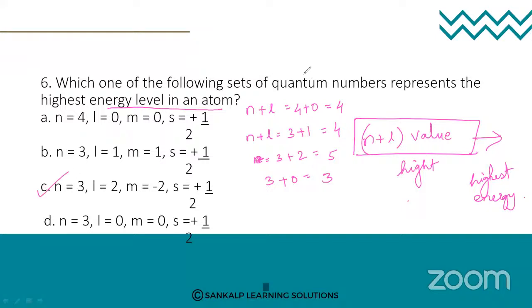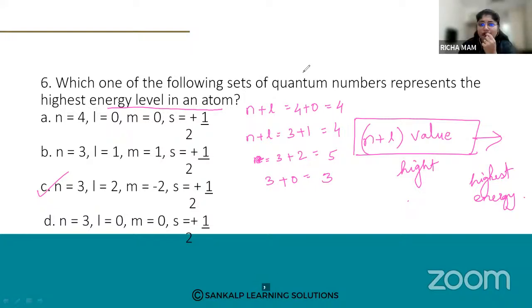If they ask this type of question, where you have to find out the highest energy level in an atom from a set of quantum numbers, you have to use the n plus L value. Only the numbers have shifted; the S value, that is the spin quantum number value, is plus half.